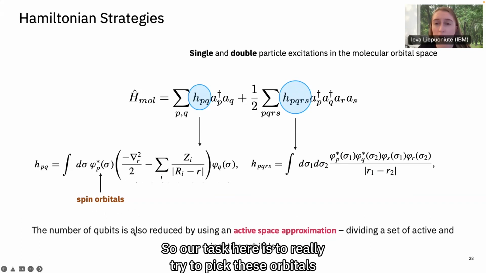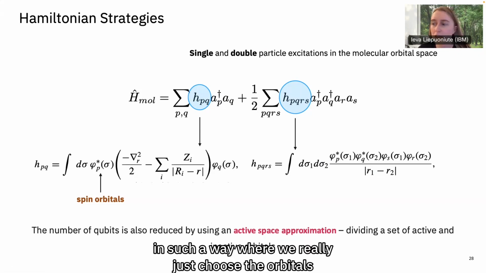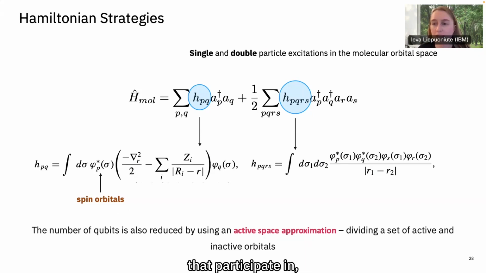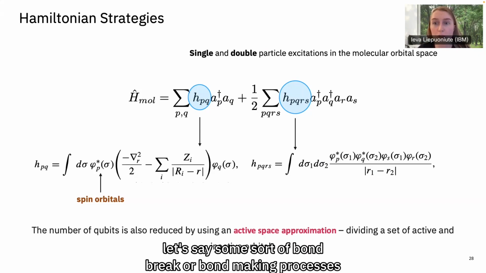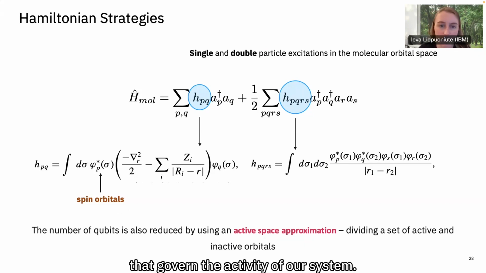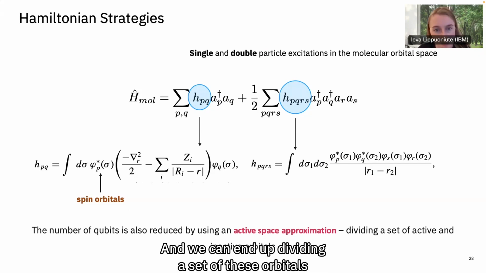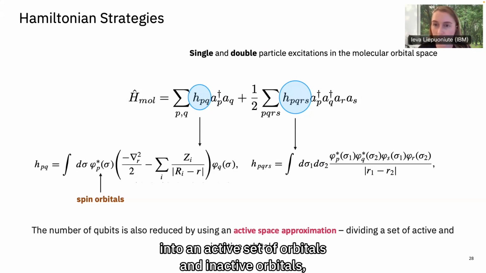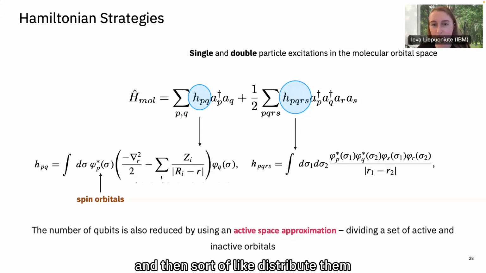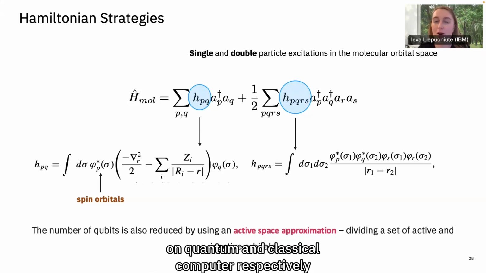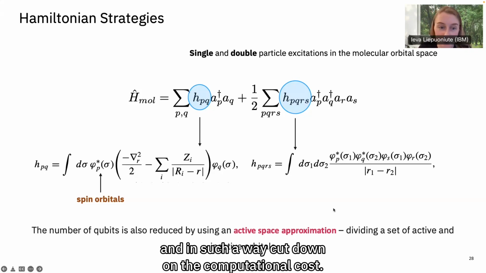So our task here is to pick these orbitals in such a way that we choose the orbitals that participate in, let's say, some sort of bond breaking or bond making processes that govern the reactivity of our system. We can divide the set of orbitals into active orbitals and inactive orbitals, and then distribute them on quantum and classical computers respectively, and in such a way cut down on the computational cost.